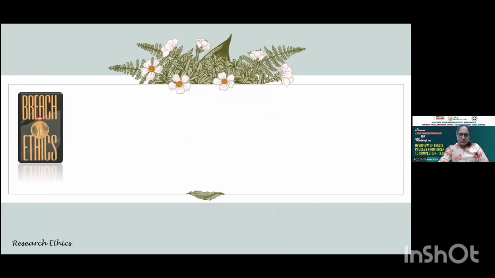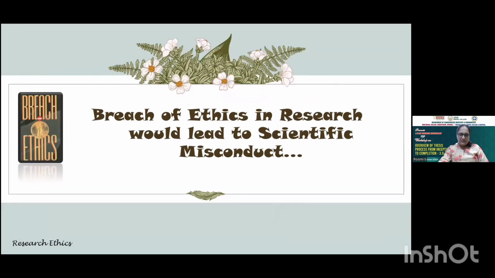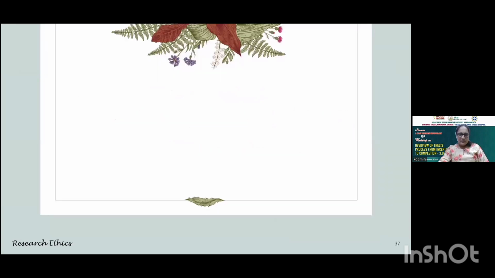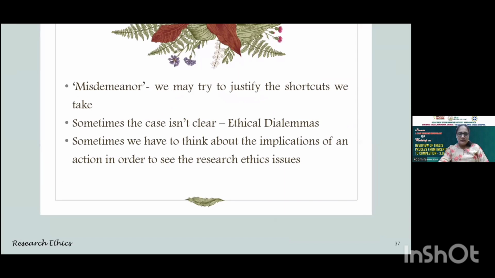So coming to what happens when there is a breach of ethics in research, it would lead to scientific misconduct. So let us see what is a misdemeanor. We may try to justify the shortcuts that we take, that we actually shouldn't do, but we sometimes justify. Sometimes the case may not be very clear, that is, whether it is ethically right or ethically wrong. So these are called ethical dilemmas.